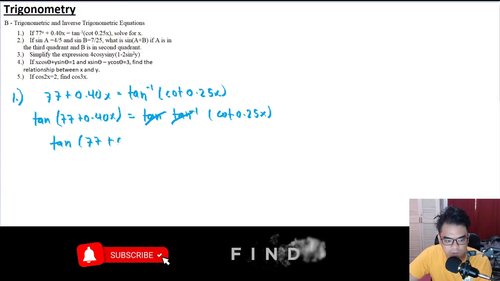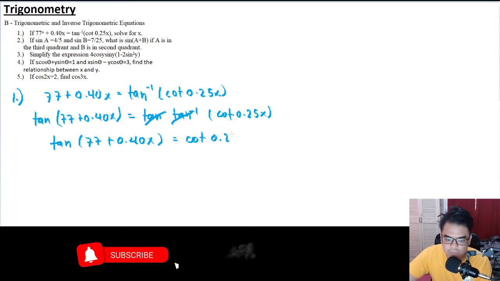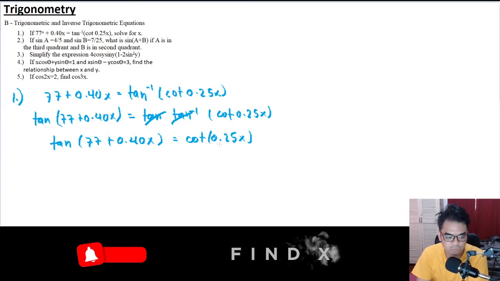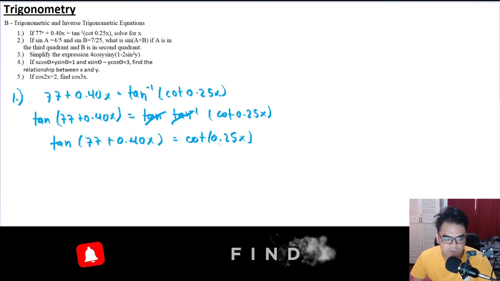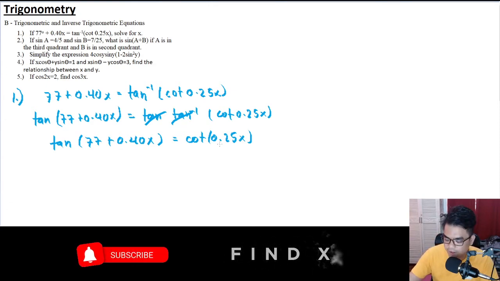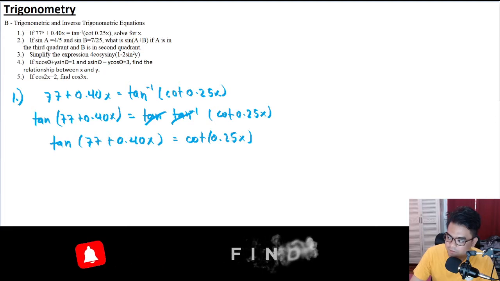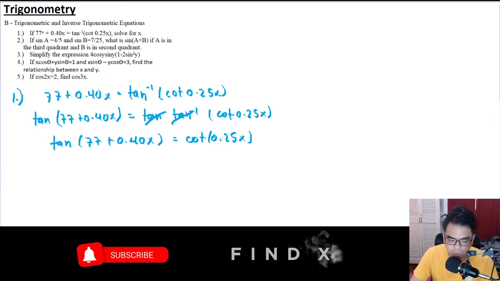So 77 plus 0.4x equal to cotangent 0.25x. So the next step here, as you can see, we have here a tangent and a cotangent. If you come across these kinds of functions, which are reciprocal of each other, right? Tangent is the reciprocal of cotangent, and vice versa. Cotangent is also the reciprocal of tangent.